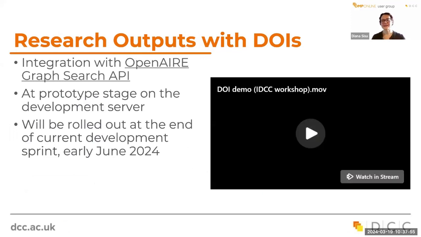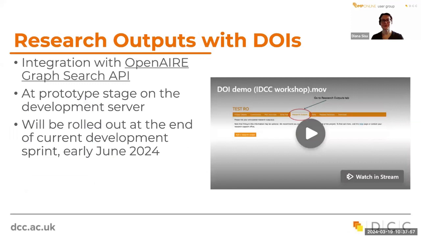The next interoperable feature is research outputs using DOIs. The integration we chose to make is the OpenAIRE Graph Search API. We can send you the link for that as well. By the way, as always, we will circulate the slides at the end of the meeting. At the moment, this is at prototype stage on the development server, and we aim to roll it out, assuming we have no major emergencies, by the end of our current development sprint, which is meant to finish in early June.